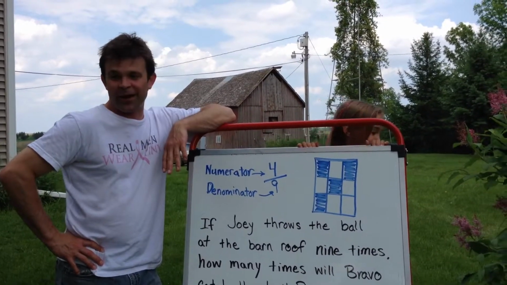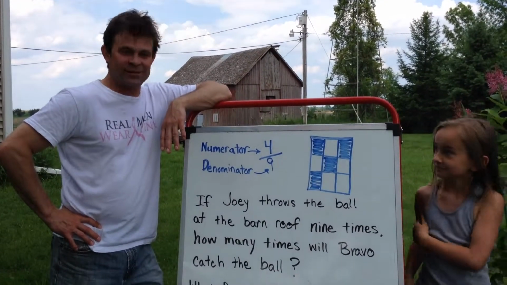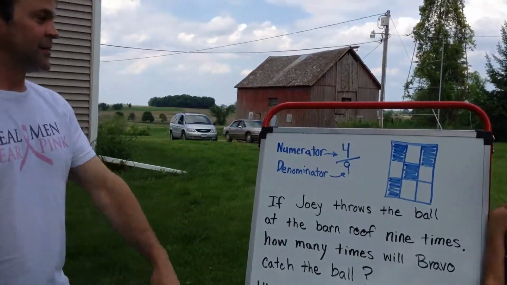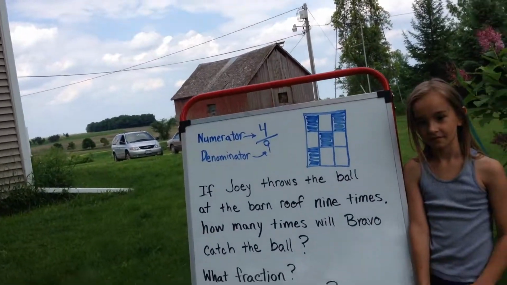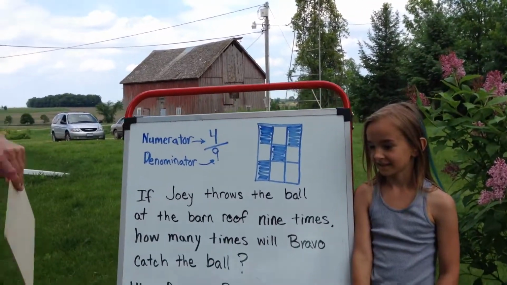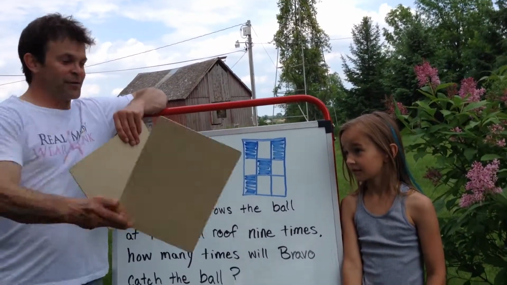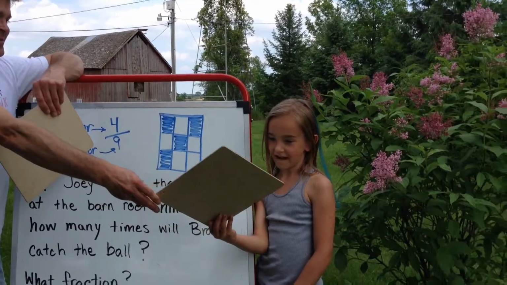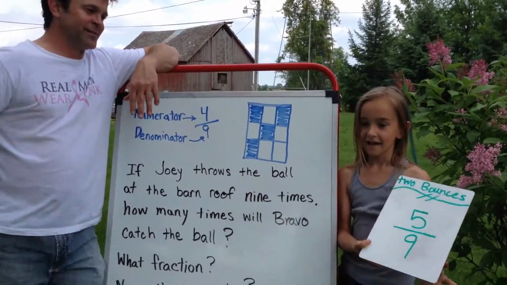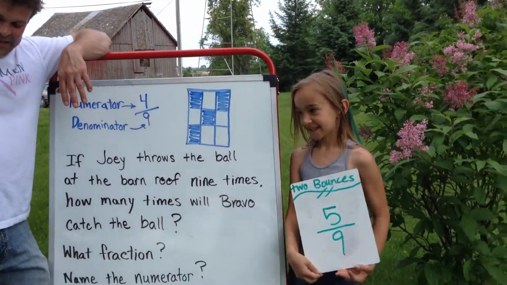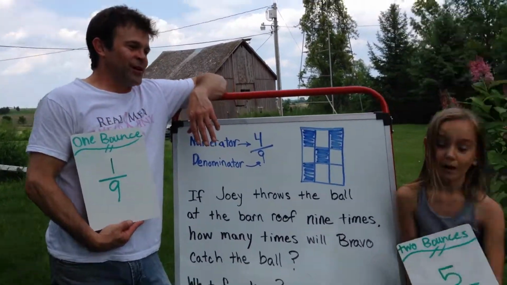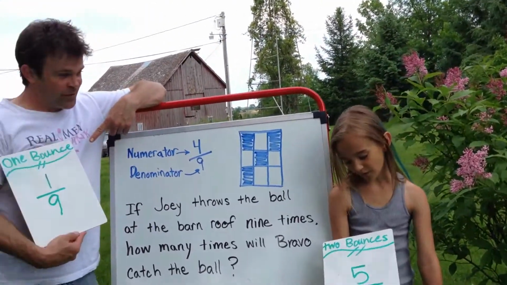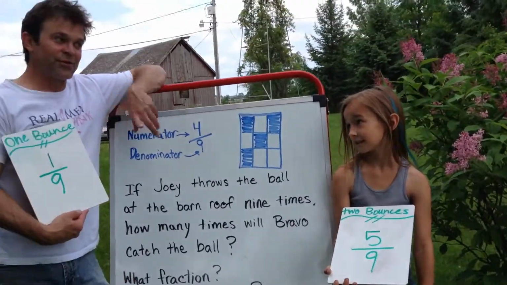Okay, so Joey threw the ball at the roof how many times? 9. Okay, and how many times did it bounce? Did Bravo catch the ball? Stay right there. I gotta go. How many times did Bravo catch the ball off of 2 bounces? 5. And what's that fraction? 5 ninths. And how many times did Bravo catch the ball off of 1 bounce off the roof? Once. And the fraction is? 1 ninth.